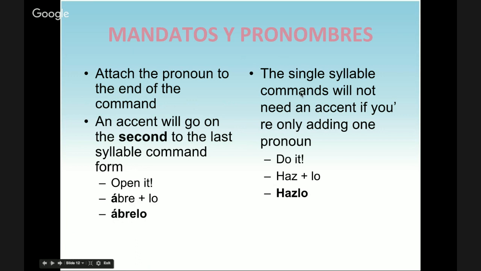If you're just adding a pronoun to a one-syllable word like haz, do it, you don't have to add an accent. You only add an accent if you have more than two syllables in the word. And here we have hazlo. Don't need an accent because it's only two syllables and it's pronounced fine. Hazlo.